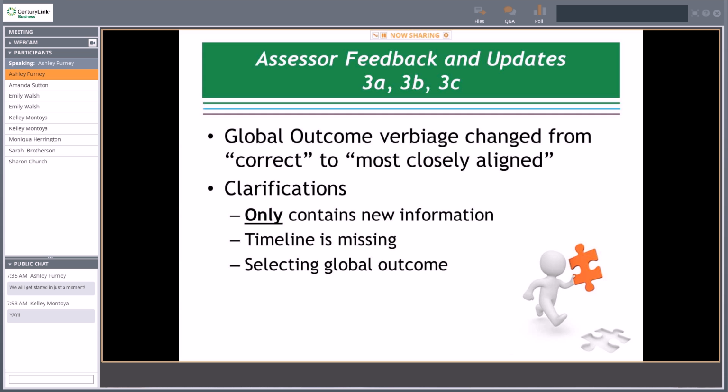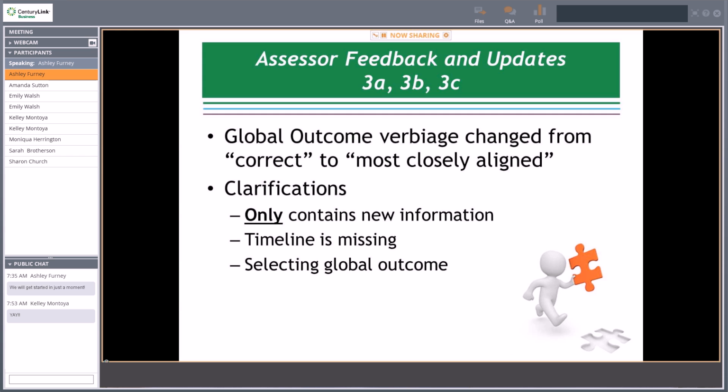All right, so next are 3A, 3B, and 3C, which is where are you starting, how will you know when the IFSP outcome is achieved, and the global outcome addressed. So the first update, and only, I keep thinking we have multiple, is we changed the verbiage on the global outcomes to most closely aligned instead of correct global outcomes.